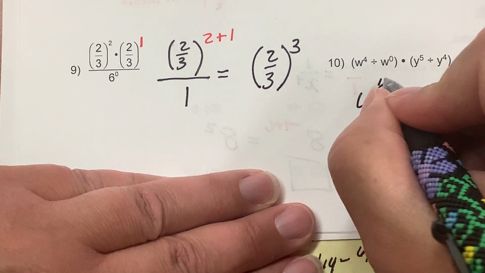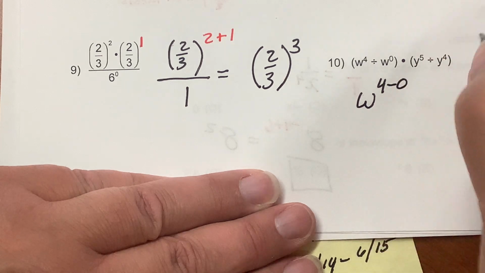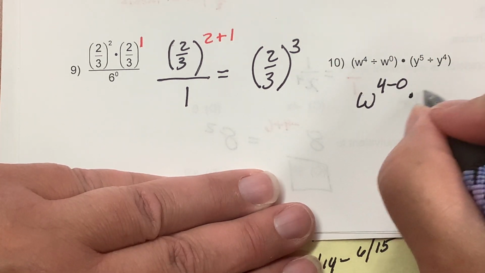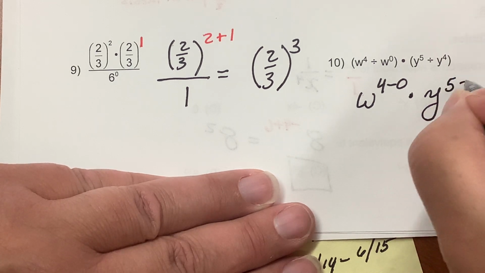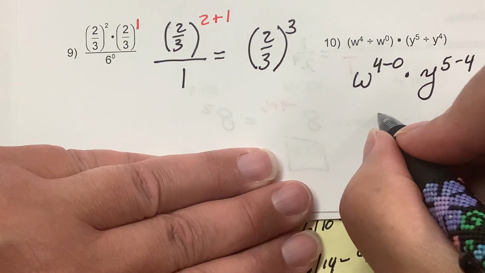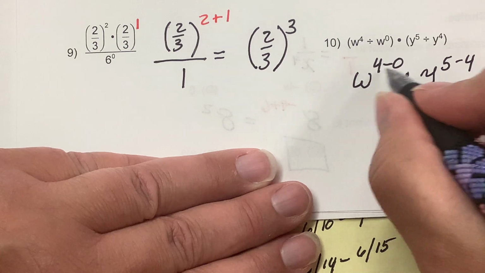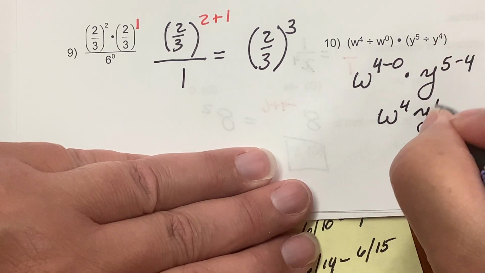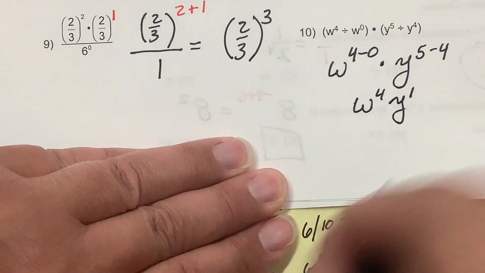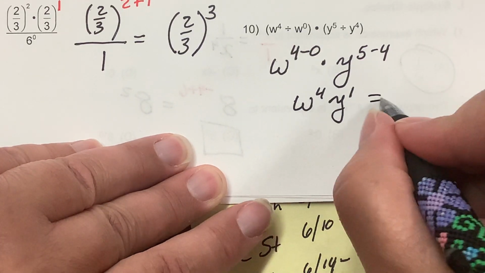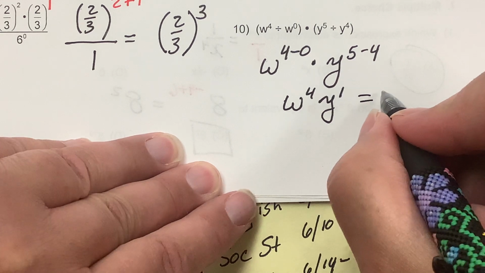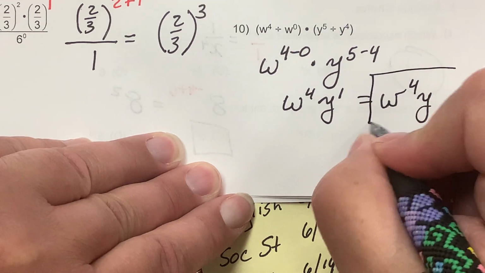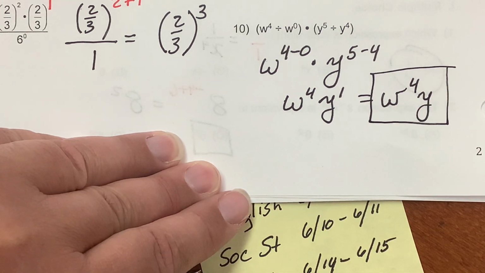This one down here, do it in pieces. W, and you're adding 4 minus 0 because it's division, times y, 5 minus 4 because it's division. You get w to the 4th power, y, 5 minus 4 is 1. You know that that's not going to be an answer because you can't really write the 1. So you have w to the 4th, y and an invisible 1 for the exponent.